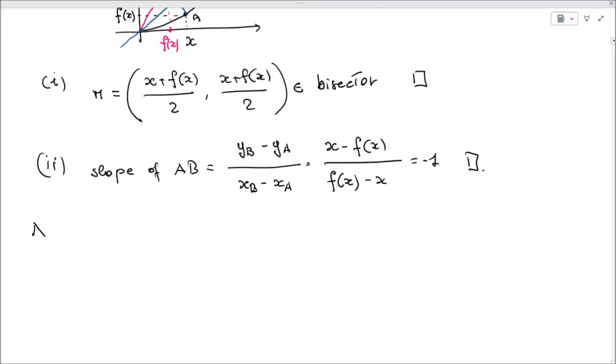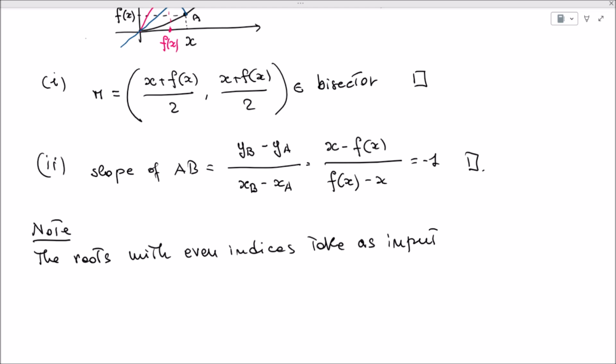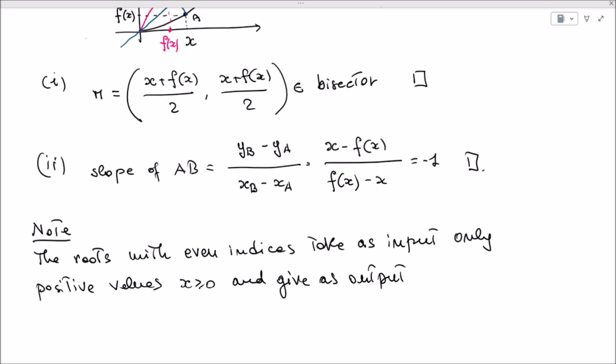Let's add a note here. This is very important. The roots with even indices take as input only positive values, x larger than or equal to 0, and give as outputs only positive values, y larger than or equal to 0.